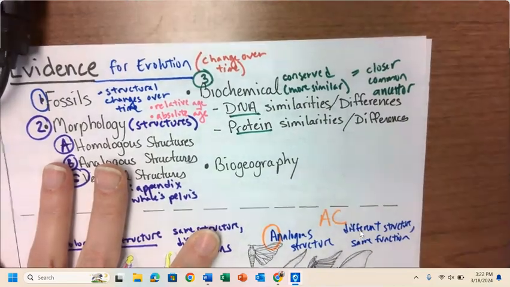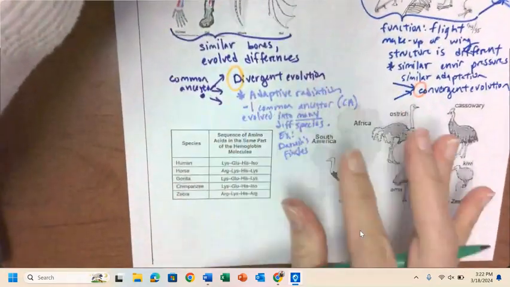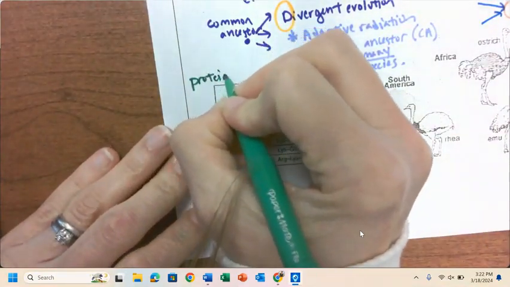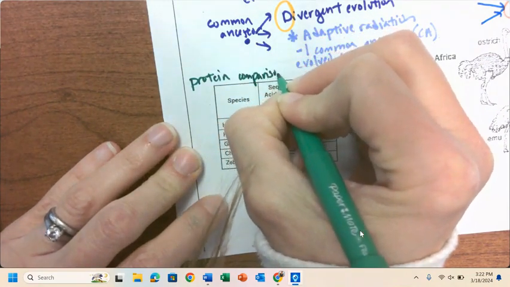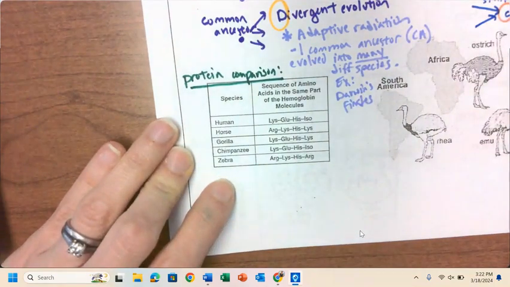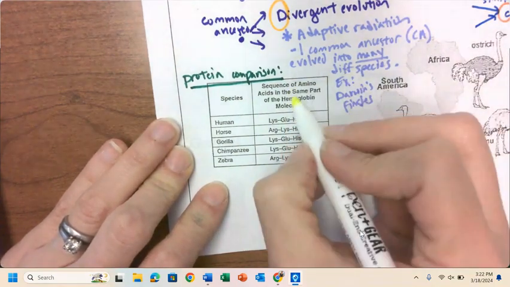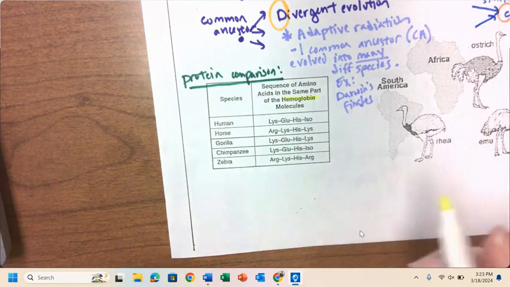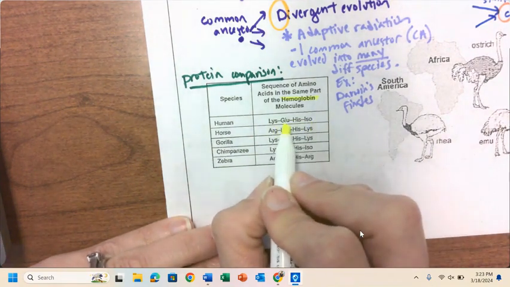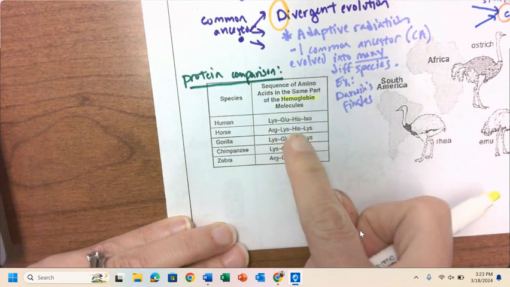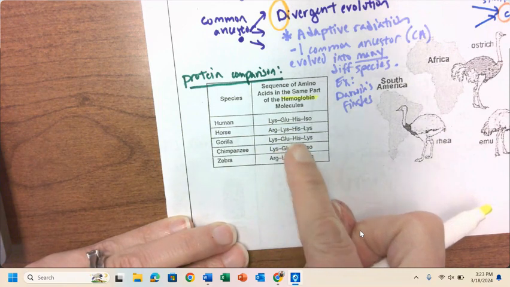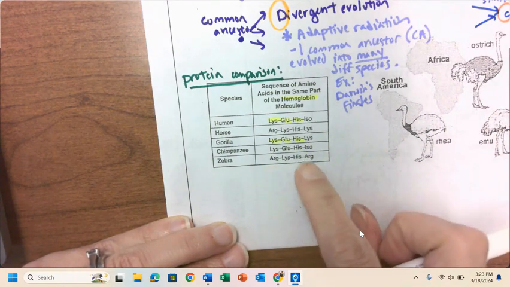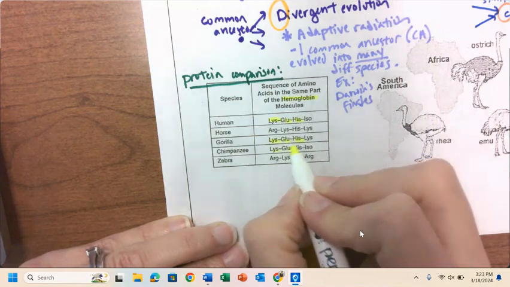right? So for example, down here, you can see this DNA evidence. Actually, this is amino acid evidence. They've done a protein comparison here, and you can see here is part of the amino acid sequence of hemoglobin, which is a protein that transports oxygen in a human, a horse, a gorilla, a chimpanzee, and a zebra. And you can see here's the human's code: lysine, glutamate, histidine, isoleucine, right? It's very different from a horse. It's more similar to a gorilla, right? There's 3 of the 4 in common. It's not very similar to the zebra, but the chimpanzee, it's an exact match.